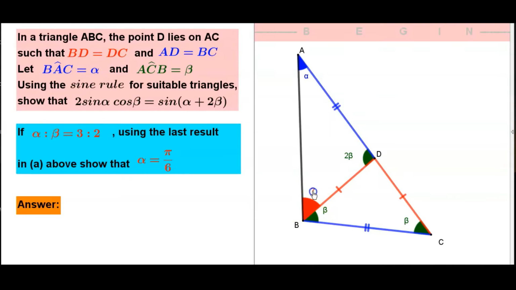What is this question mark angle? In this triangle, the angles add up to 180 degrees. Therefore, this angle is equal to 180 minus the sum of these two. Therefore, this angle is pi minus (alpha plus 2 beta).